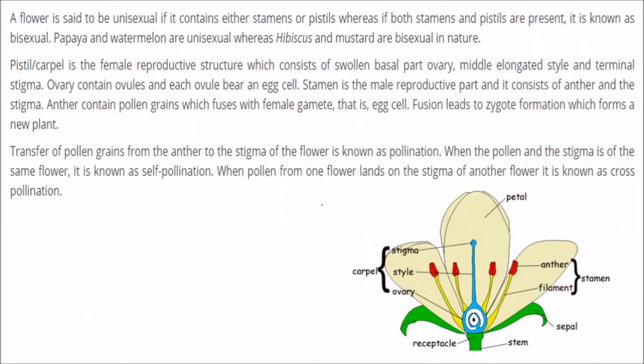A flower is said to be unisexual, uni meaning one, if it contains either stamens or pistils. If both stamens and pistils are present, as you see here, then the flower is known as bisexual. Papaya and watermelon are unisexual, while mustard and hibiscus are bisexual.